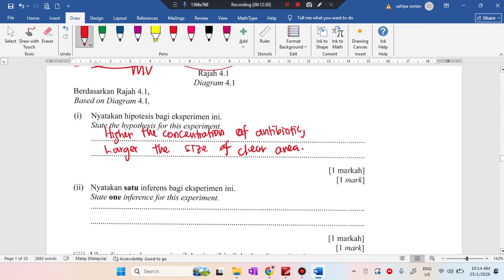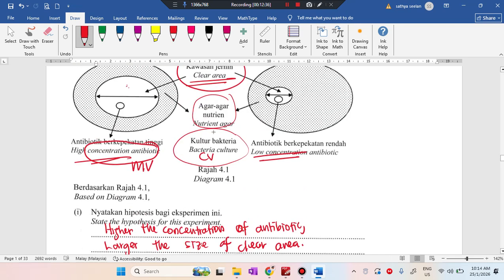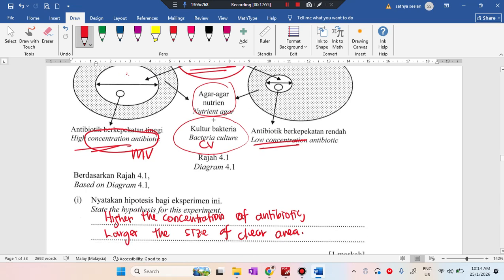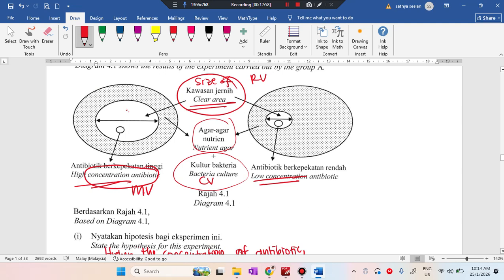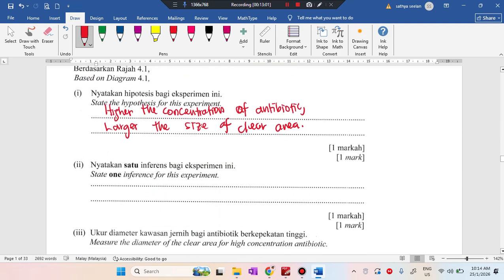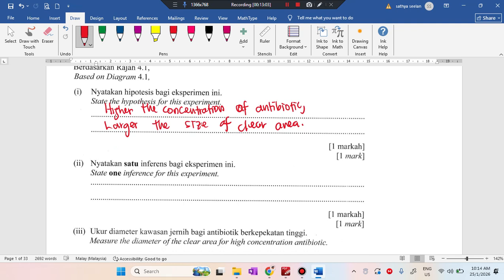Okay. Next one, inference. Dia tak tanya pemerhatian, dia terus bagi inference. So why does high concentration mean bigger area? Because high concentration can kill more bacteria lah. Here low concentration means it can kill a small amount of bacteria. That's why only the small area is clear. Betul tak? You bagi tahu sebab saja kenapa high concentration dia clear area dia big. Because high concentration antibiotic can kill more bacteria lah.